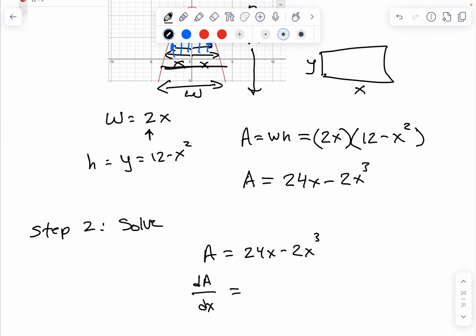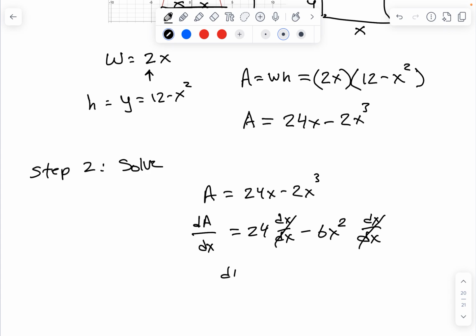And this is equal to 24 times dx over dx, which we can just cross out, minus 6x squared times dx over dx, which we can cross out. You don't have to write these two dx over dx's. I'm just writing it to get it in your brain that whenever you take a derivative, you always multiply it by d of the variable over d of the variable with respect to which the derivative is taken. So rewriting this, we have dA/dx is equal to 24 minus 6x squared.